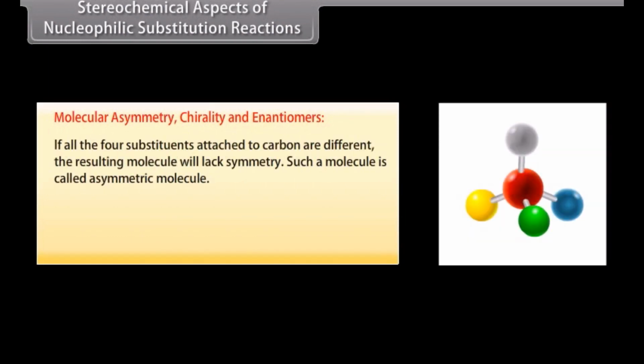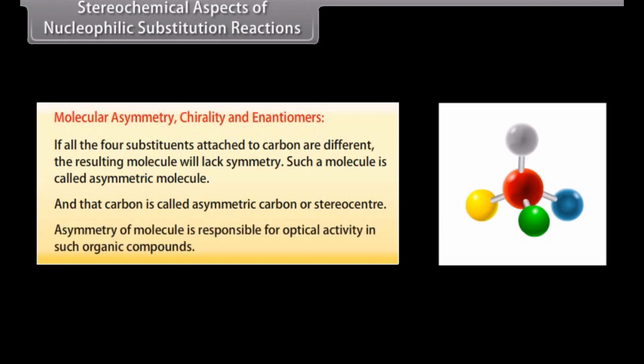Stereochemical aspects of nucleophilic substitution reactions. Molecular asymmetry, chirality and enantiomers. If all the four substituents attached to carbon are different, the resulting molecule will lack symmetry. Such a molecule is called an asymmetric molecule. And that carbon is called asymmetric carbon or stereocenter. Asymmetry of the molecule is responsible for optical activity in such organic compounds.